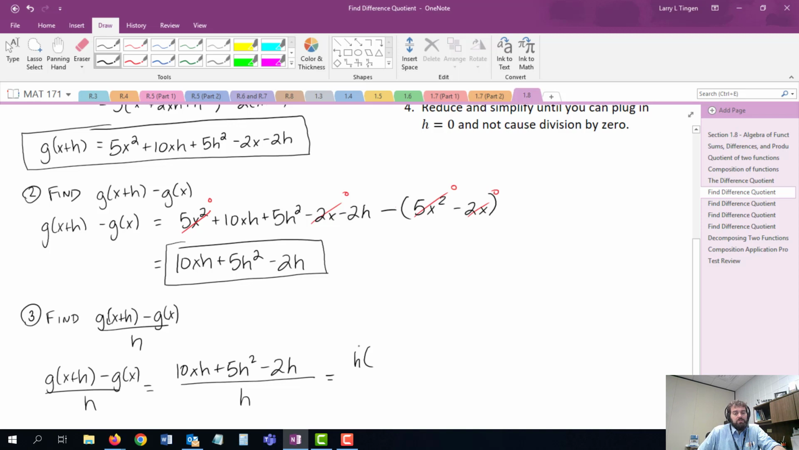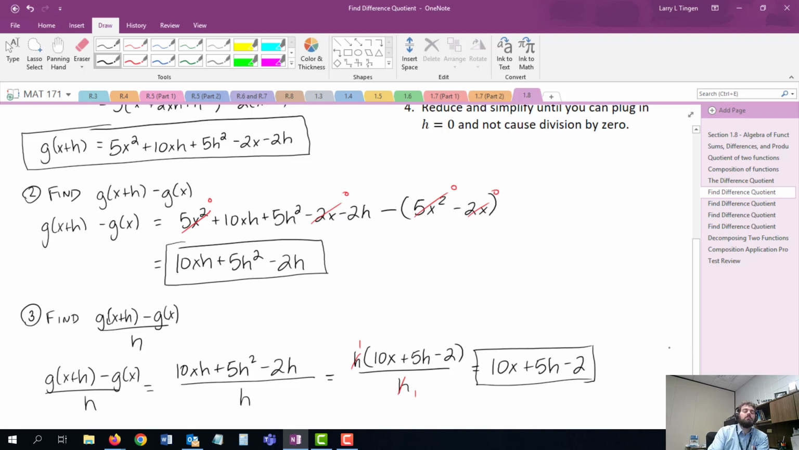When I pull out that h, that leaves me with 10x plus 5h minus 2 all divided by h. And now these divide, leaving 1s. And I find my difference quotient to be 10x plus 5h minus 2. So there's the difference quotient for a quadratic equation.